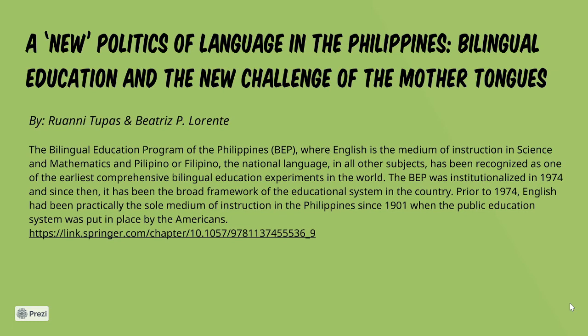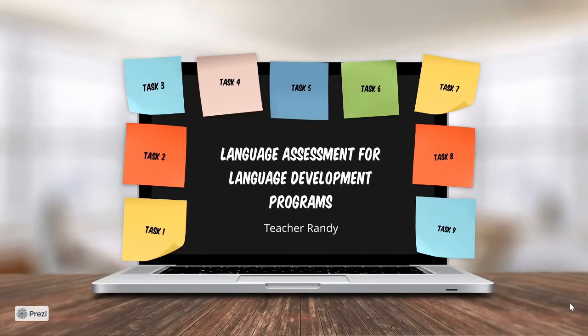The BEP was institutionalized in 1974, and since then, it has been the broad framework of the educational system of the country. Prior to 1974, English had been practically the sole medium of instruction in the Philippines since 1901, when the public education system was put in place by the Americans. And now, let us try to take a closer look. What should an effective language development program look like?